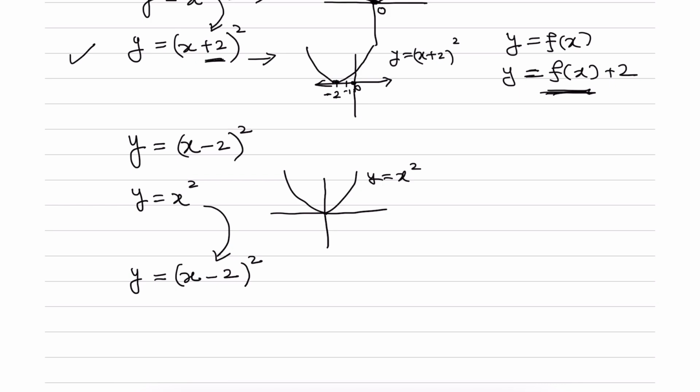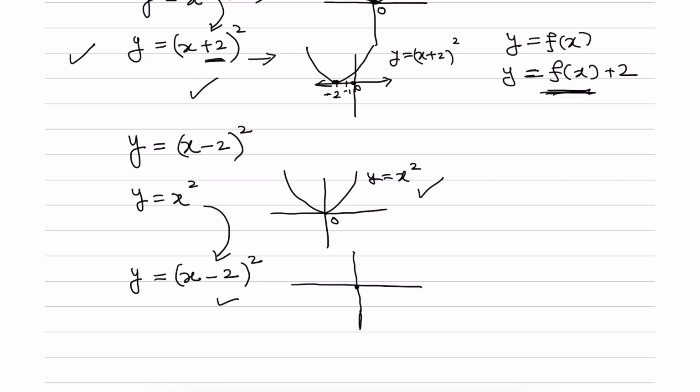See, we are not subtracting 2 from the whole function x square. We are subtracting 2 only from the variable x. So whenever a change is made in the variable x, we have to shift the graph either right or left. If a number is being added in the variable, you shift the graph to the left. If the number is being subtracted from the variable x, you shift the graph 2 units right. So -2 means you will have to shift the graph 2 units right.